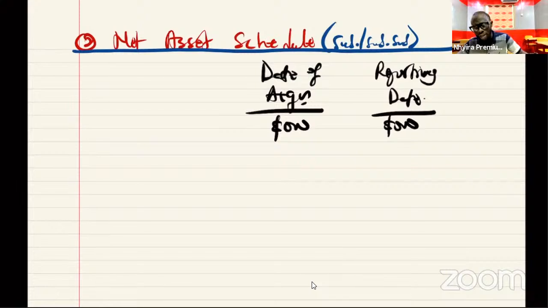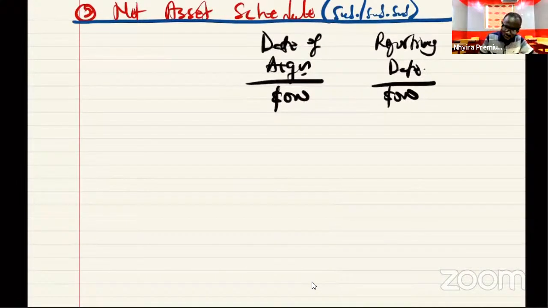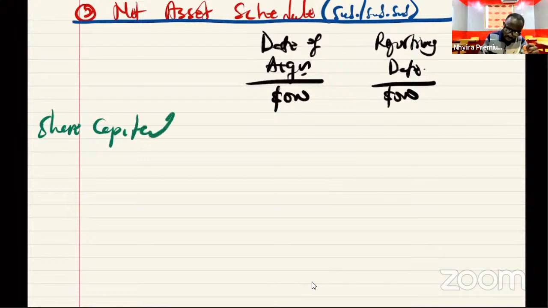So what do we bring? Usually, when it comes to the computation of the goodwill, this is very important, and also determination of the post-acquisition profit. So usually, we will just go to the statement of financial position given to us of the subsidiary and bring their share capital here. Usually, once an entity is acquired, it is not going to be.